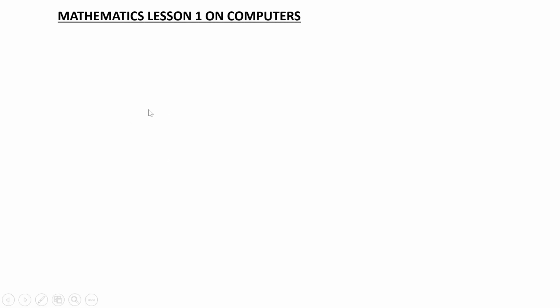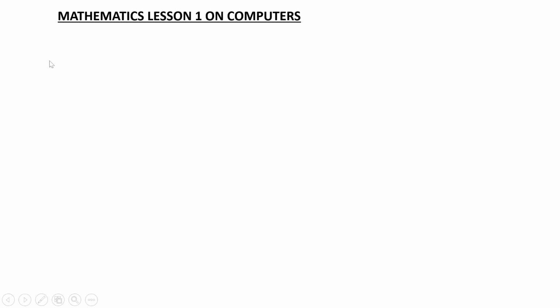In today's mathematics lesson, we will be looking at lesson 1 on computers. You must understand that there is a topic in mathematics which deals with computers, and this is lesson number 1. Without further ado, let's get straight into the lesson. We'll start with the definition of a computer.